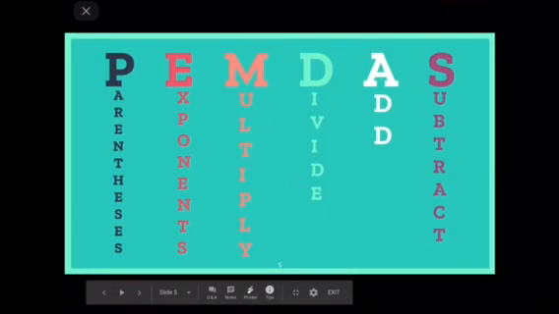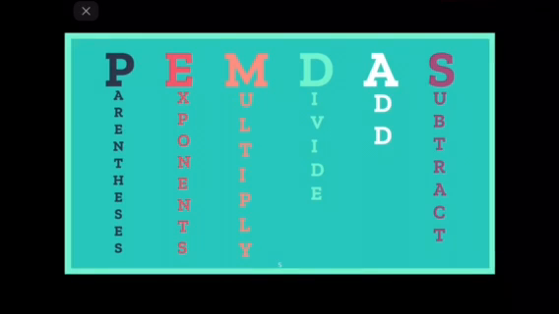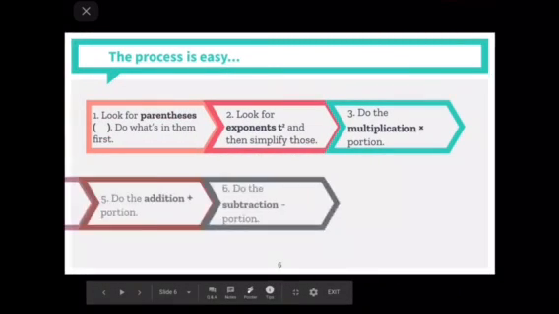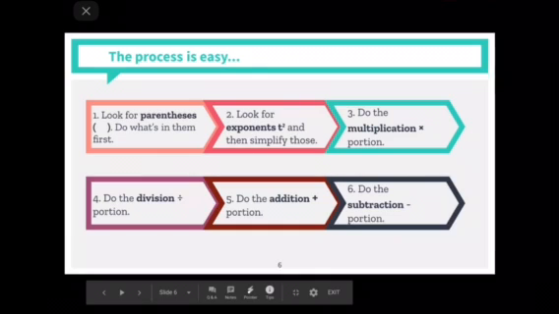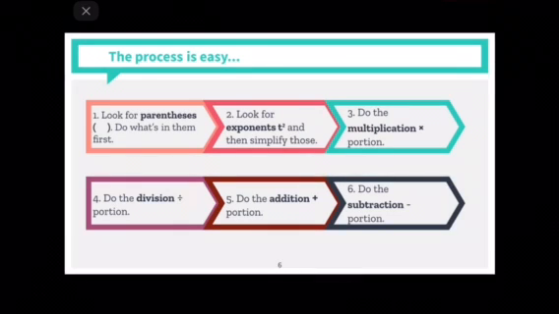So this is what PEMDAS stands for. Parentheses, exponents, multiplication, division, addition, and subtraction. The process for this is easy. First, you look for what's in the parentheses and do what's in them first. Second, you look for exponents and simplify those. Third, you do multiplication. Fourth, you do division. Fifth, you do addition. Sixth, you do subtraction.